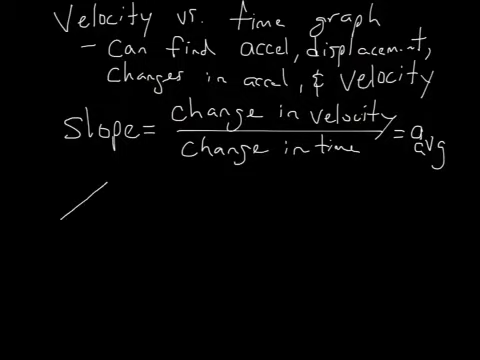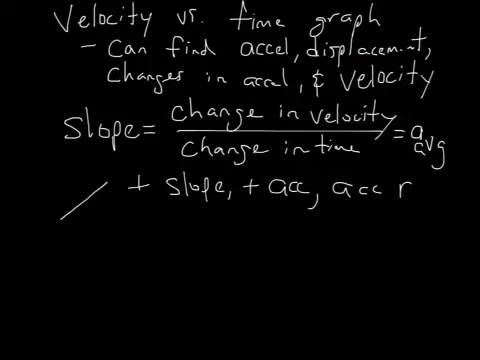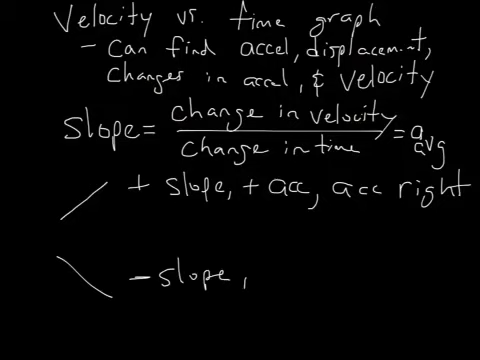If we have a positive slope, that means we have a positive acceleration, and it means we are accelerating to the right. All right? If we have a negative slope, we're going to have a negative acceleration, and we'll be accelerating to the left. All right?